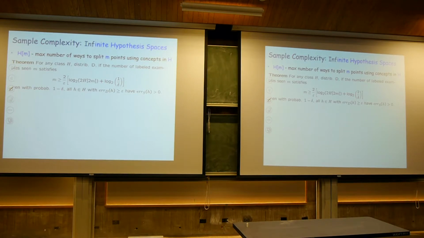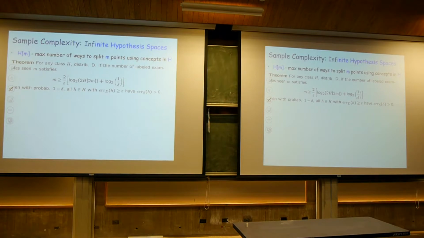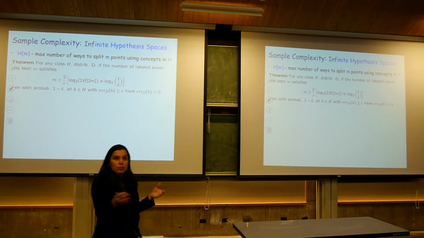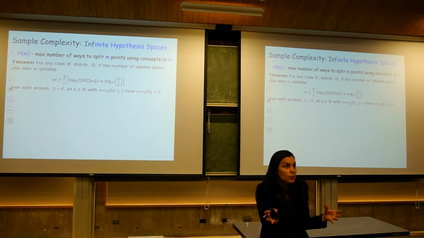Now, why do we care about this quantity? Going back to our sample complexity result, because it's what we really care about. I'm going to come back to this slide later. So why do we care about this quantity, h of m, which is the maximum number of ways of splitting or labeling points by concepts from my concept space? Why do I care about it?